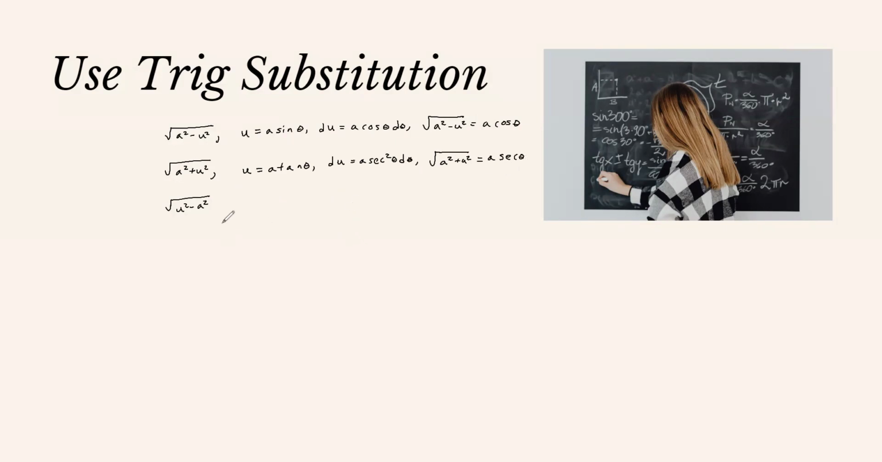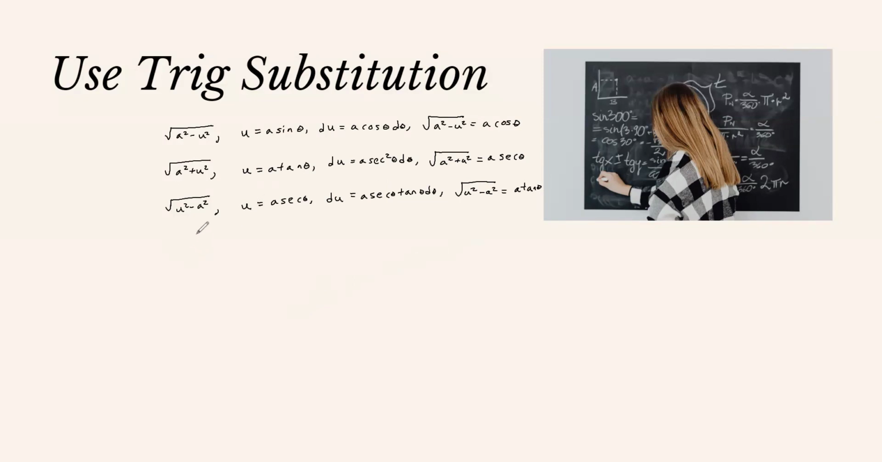In our final case, the square root of u squared minus a squared, you would want to use the substitution u equals a secant theta. Now your du becomes a secant theta tangent theta d theta. And your root of u squared minus a squared would reduce down to a tangent theta, which is much easier to work with in an integral.